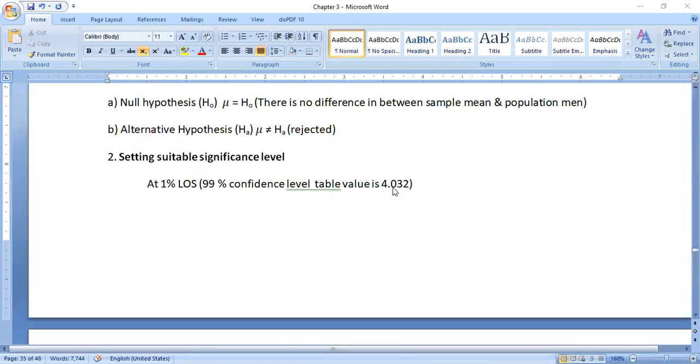Table value 4.0328. In the previous problems we wrote 2.58, but in this given problem we need to check the table values. There are separate table values. According to that table value we have to solve the problem. From the table value only I have taken this value. Don't write 2.58 here for this student T distribution.